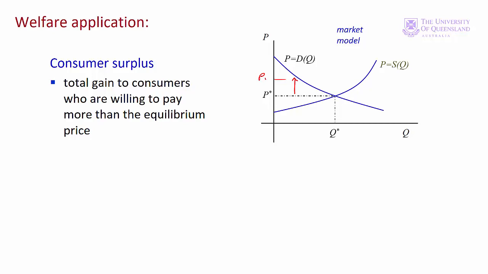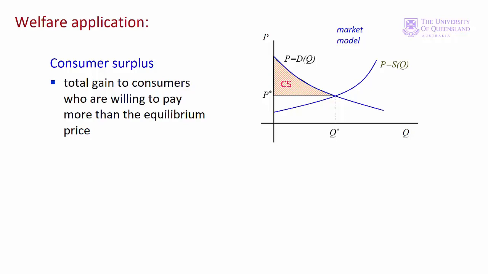The amount consumers are willing to pay is a measure of the benefit they receive from this good. That being the case, for those consumers who are willing to pay more than P star, the benefit from consuming the good exceeds the cost. Consumer surplus, then, is a measure of this extra benefit that all consumers in this market receive in excess of the cost. It's the shaded area between the demand curve and P star.